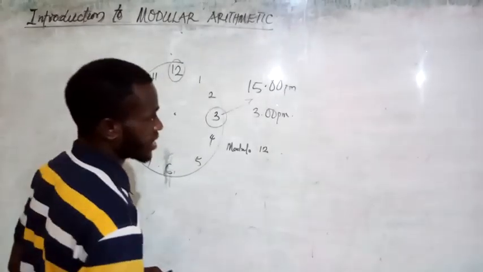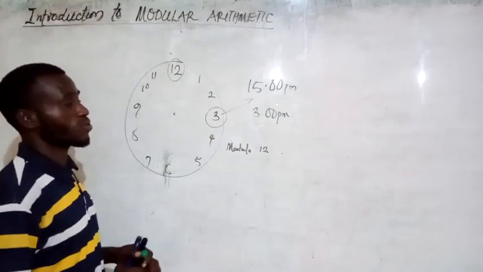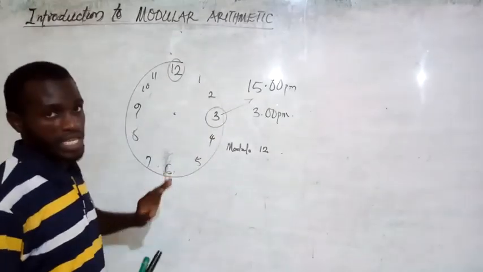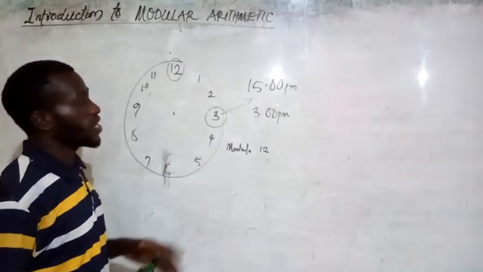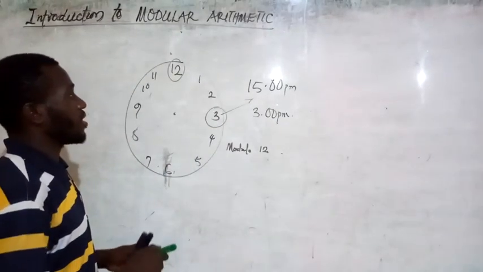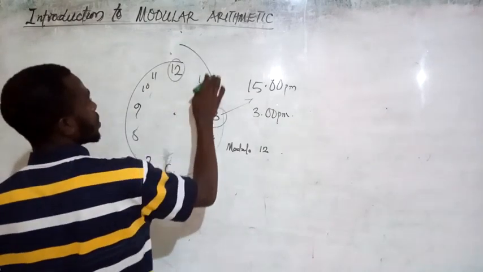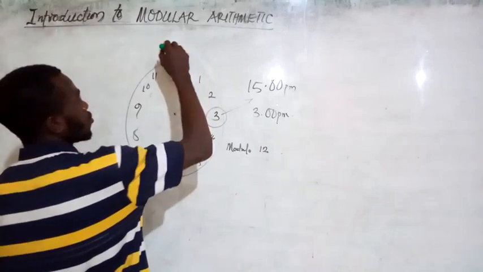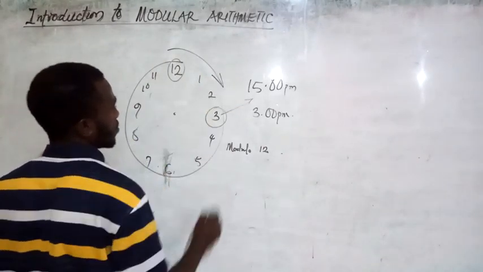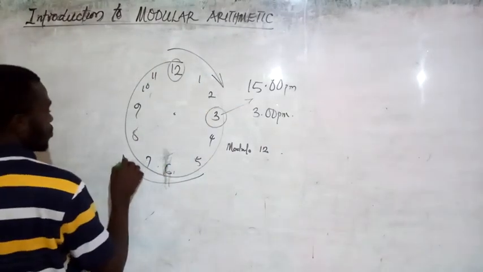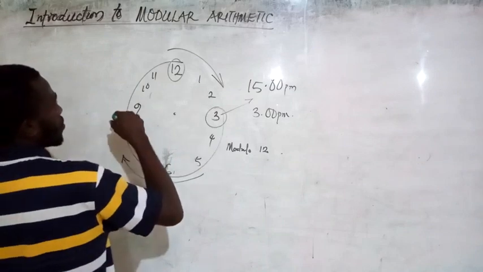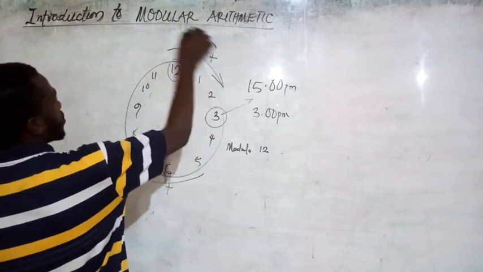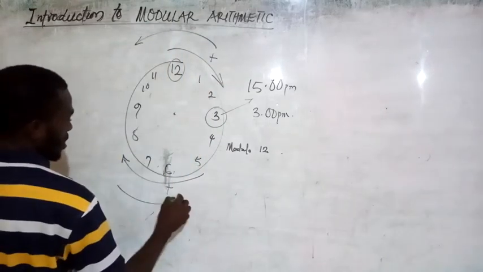When we'll be dealing with some questions on modular arithmetic, we are going to be using this wall clock technique because it's a very simple technique. One thing you must know is that whenever you are doing addition, you count in the clockwise direction. If you are doing subtraction, you count in the anti-clockwise direction.